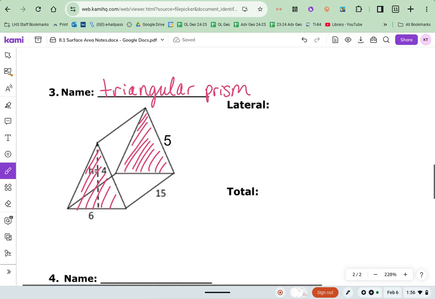Wait, bases are what? Bases are parallel. Yeah, so in a prism, your bases are parallel to each other. So in a triangular prism, the triangles are parallel to each other. Therefore, the triangle is your base.